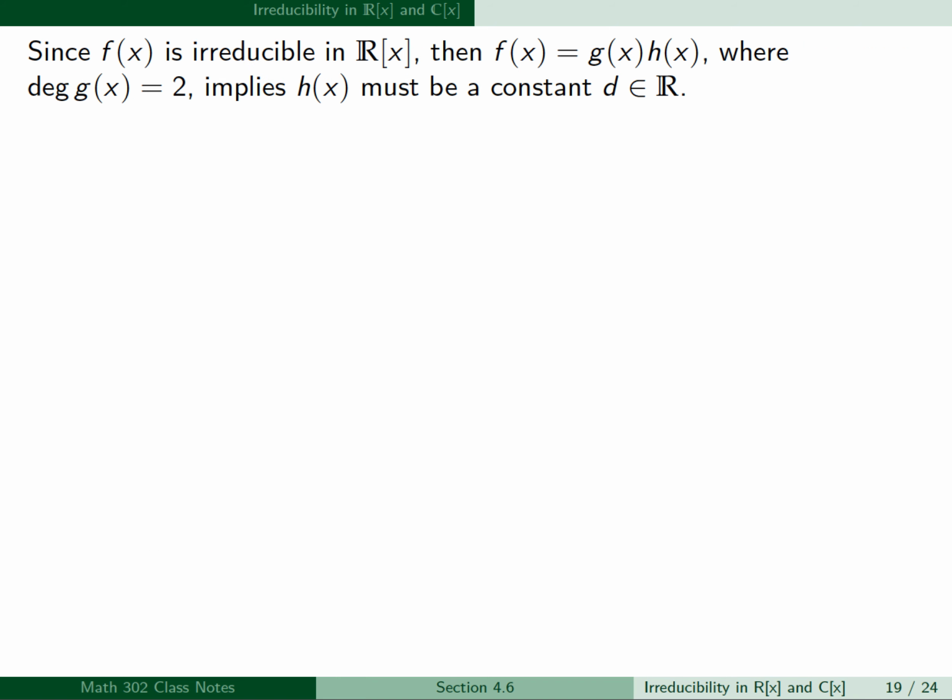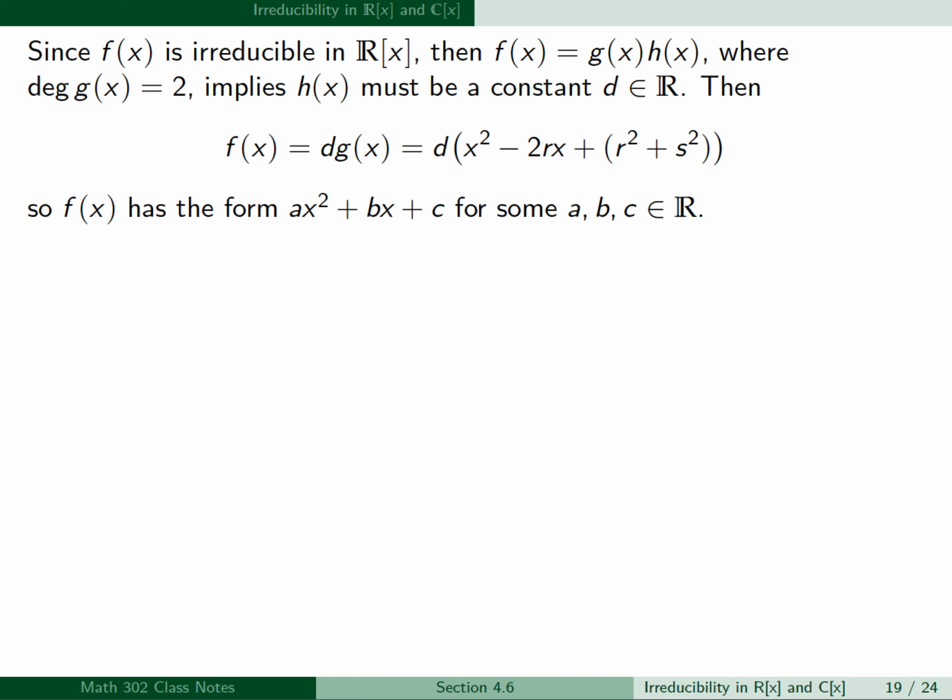R[x]. And since f(x) is irreducible in R[x], f(x) = g(x)h(x), where the degree of g(x) is 2, implies that h(x) must actually be a constant d in the real numbers. Then f(x) = d times g(x), which is d times (x² − 2rx + r² + s²). So f(x) has the form ax² + bx + c for some a, b, c in R, if you just multiply through by d and collect terms.